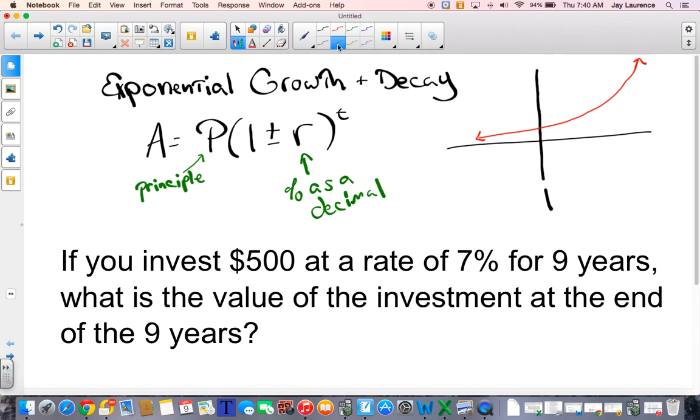Anyway, so T is our time in years. Time in years. Okay, very important. Time in years. So if they give you months, you got to convert it to years, right? Now, if you're wondering where the 1 comes from, the 1 makes it so that we don't have to add old amounts.